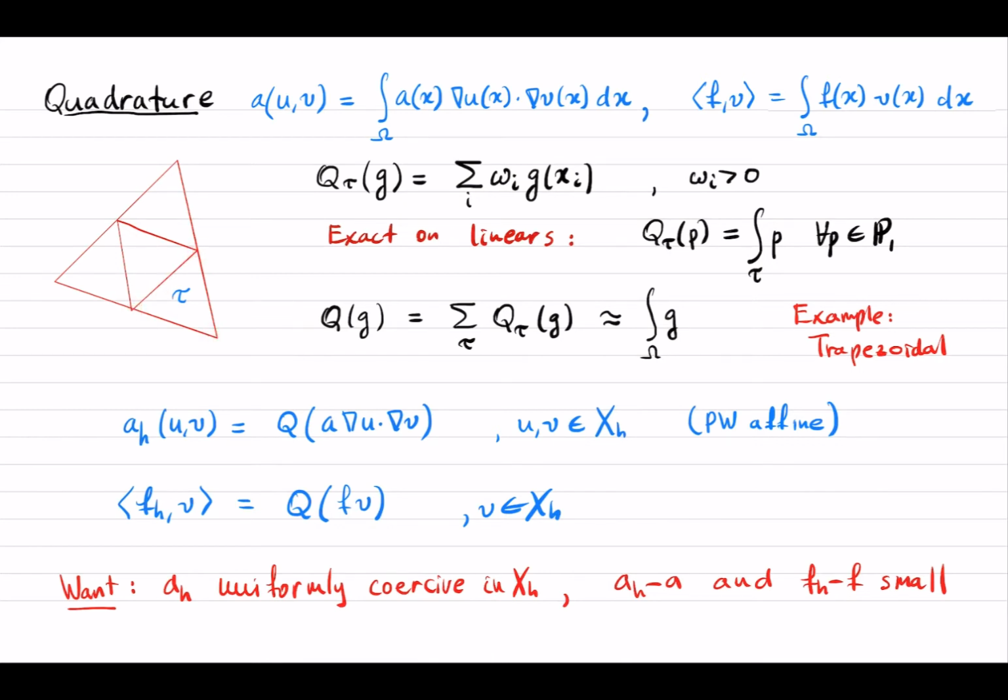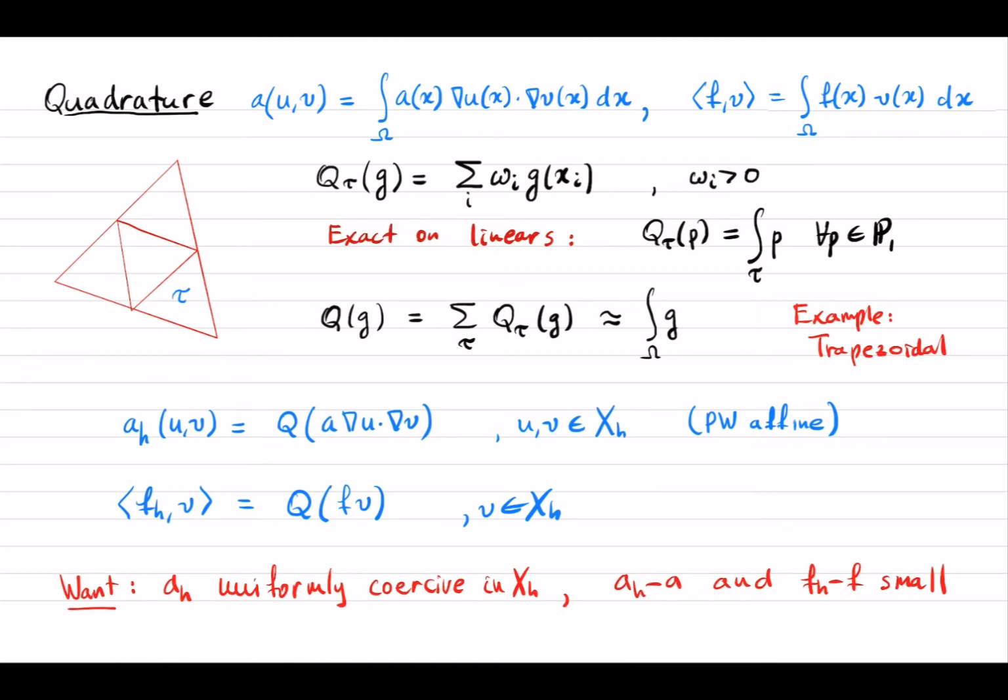We replace the bilinear form by this expression. Of course, instead of the integral, we simply have the quadrature rule, and the right hand side will be the quadrature rule applied to the product f times v. We choose a continuous piecewise affine finite element space. This is exactly the setting for Strang's first lemma.